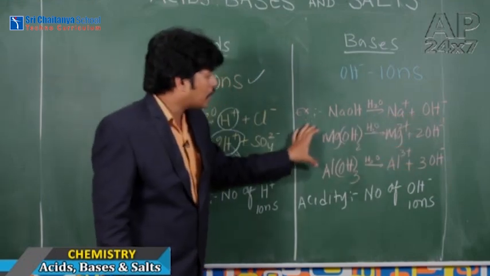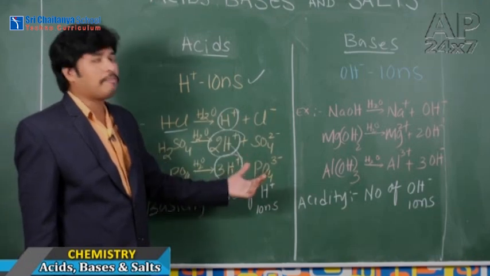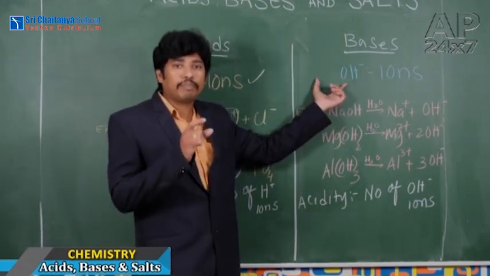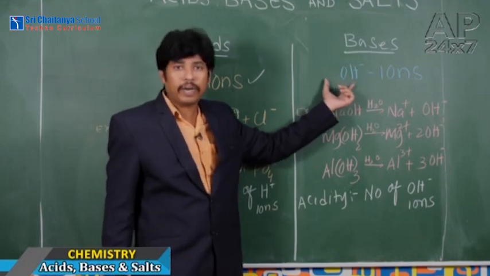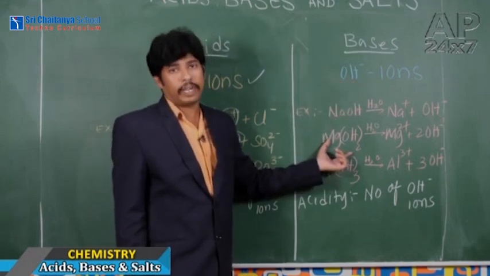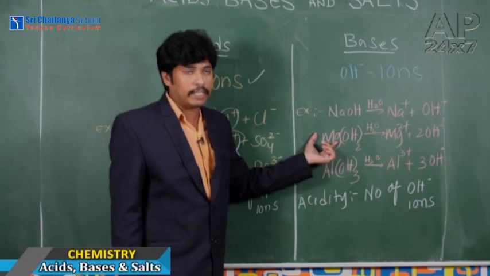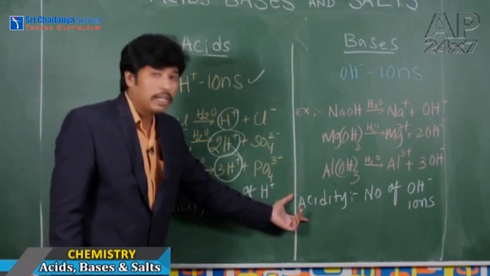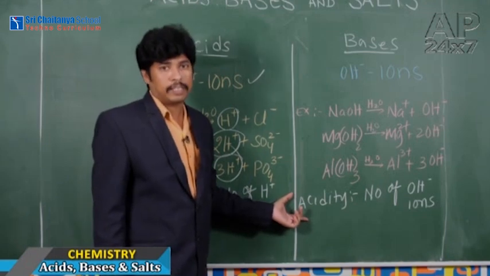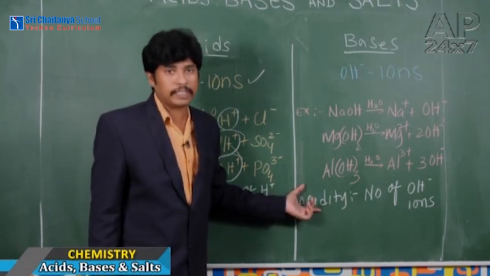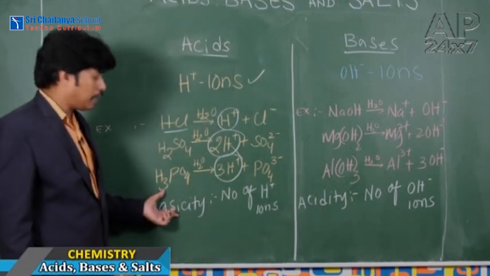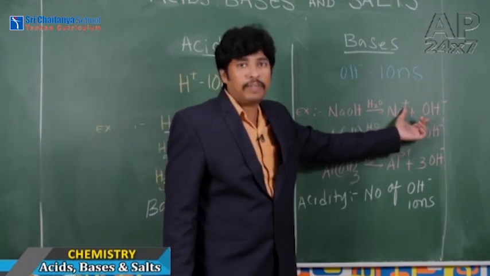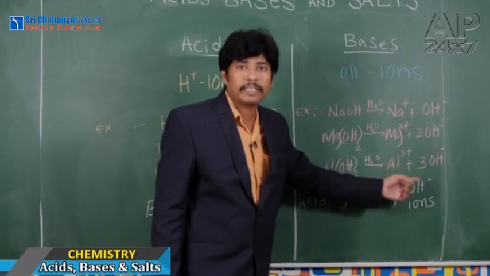Based on these chemical reactions we can simply define a base as a substance which can produce only OH minus ions as the negative ions when dissolved in water. These are called bases. And coming to bases, another important term we have to know is the acidity of the base. What do you mean by acidity of the base here? Just like in the basicity case, in the same way for acidity also we can define it based on the number of OH minus ions produced.